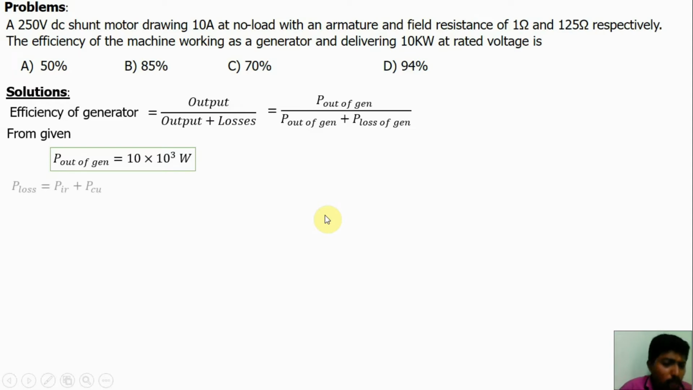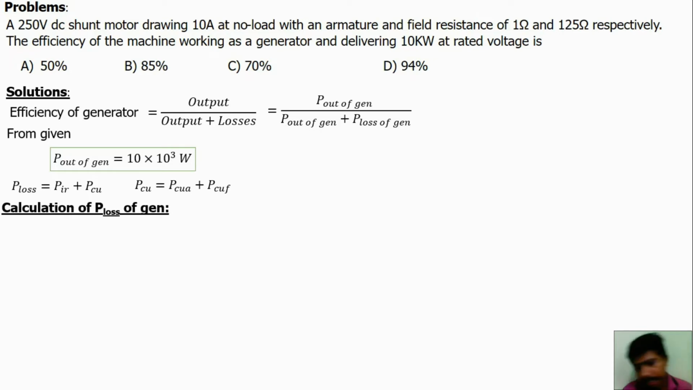Our objective is to find the P loss, total loss of the generator. We know that total loss is equal to constant loss and variable loss. Constant loss is PIR, variable loss is copper loss PCU. The copper loss PCU is equal to sum of armature winding loss and field winding loss. We will calculate the P loss of generator.